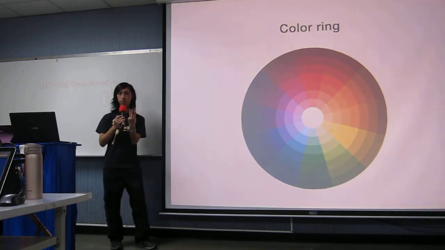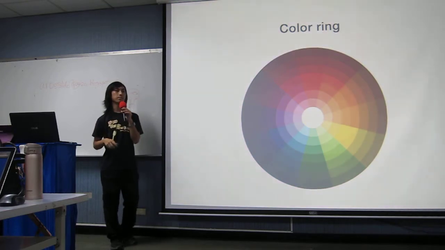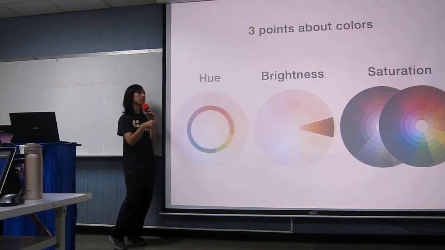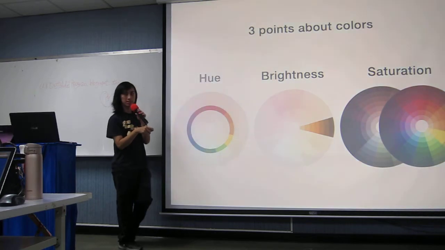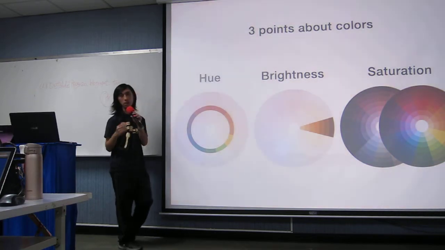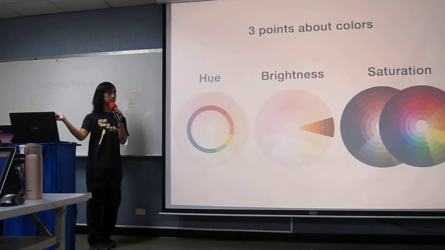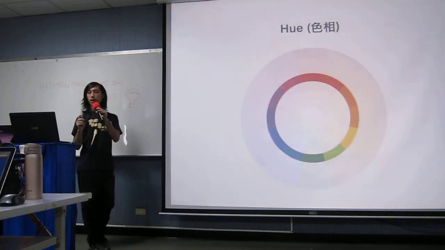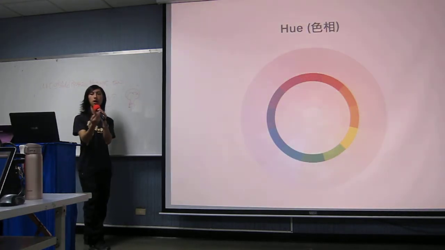Then I will introduce three properties about the coloring. There are hue, which is 色相, brightness, 明度, and saturation, 饱和度. First, let's start from hue. Hue is a correlation between colors.